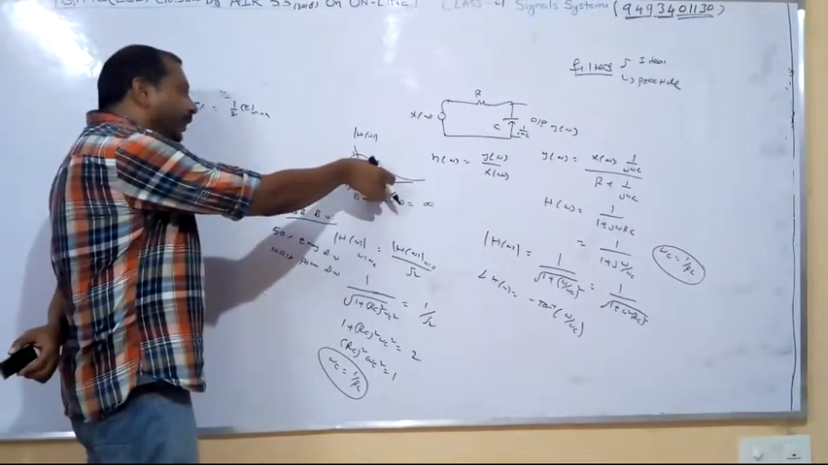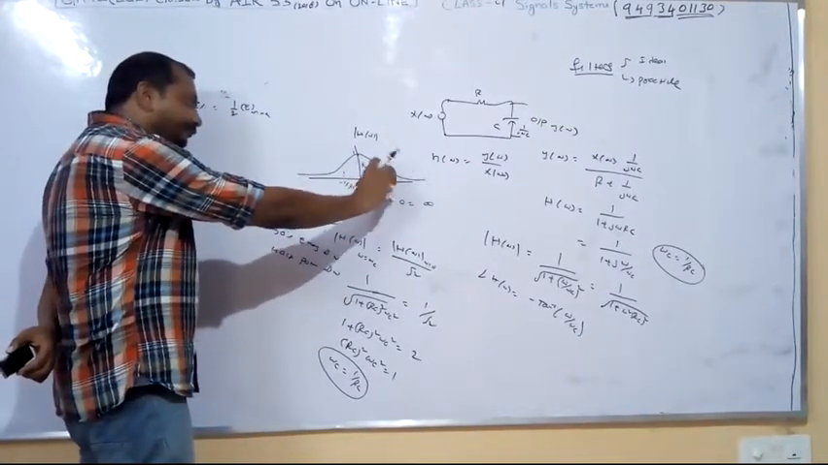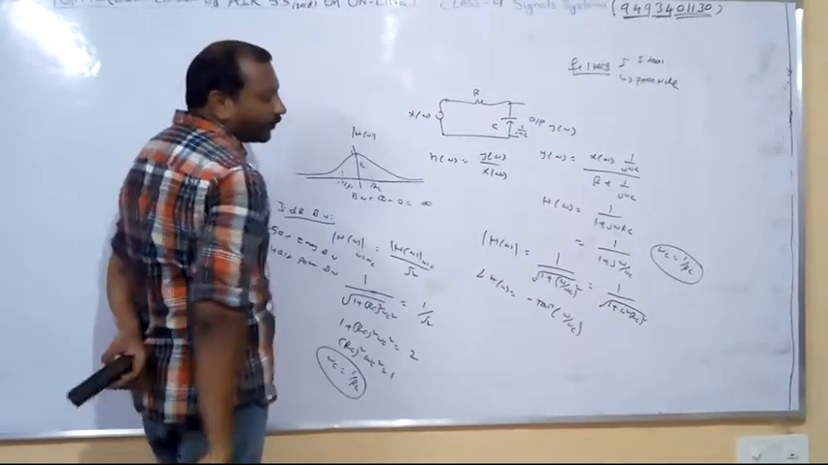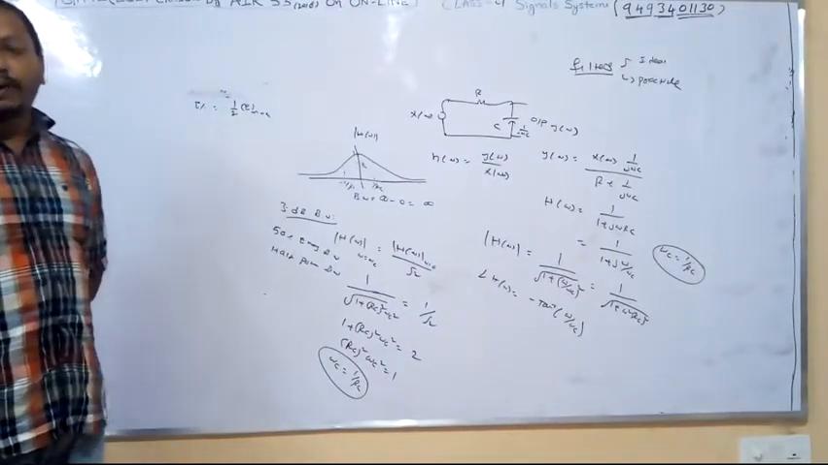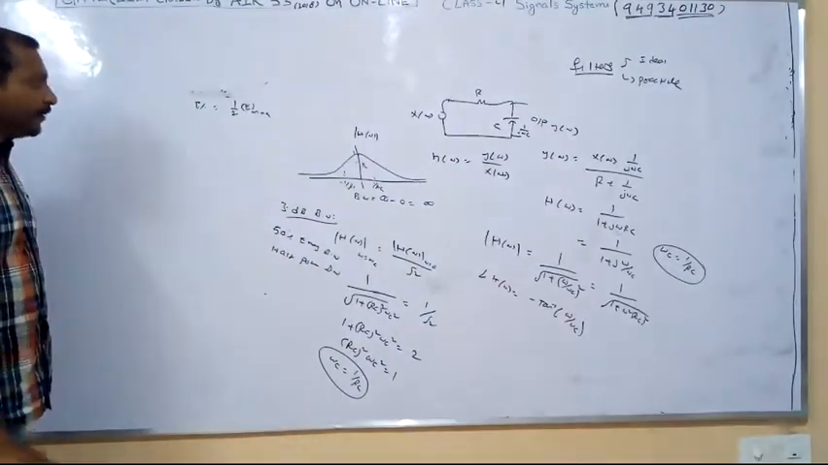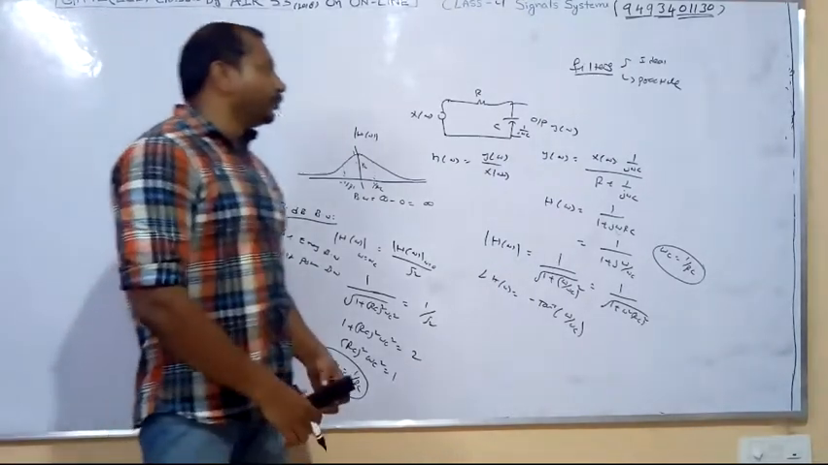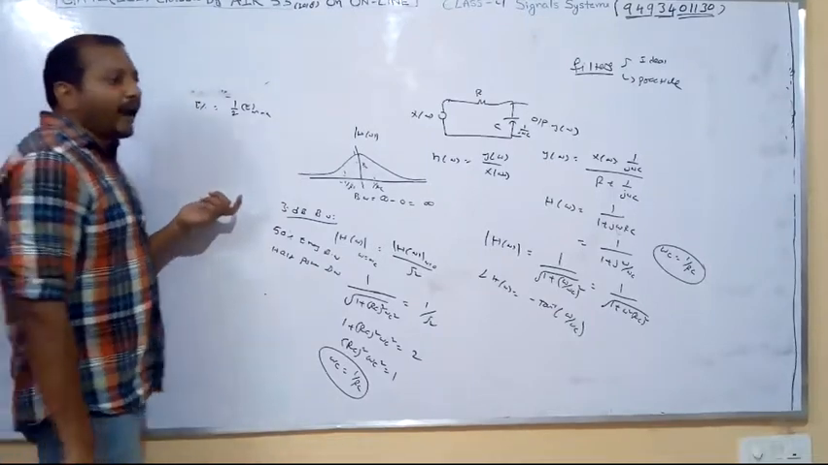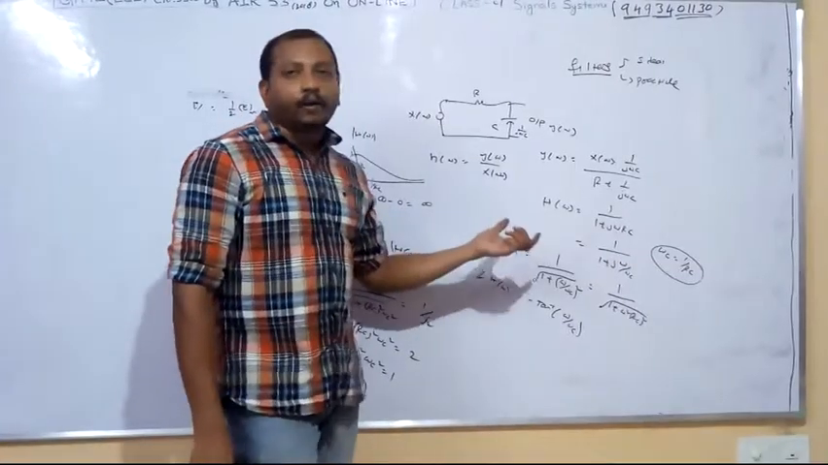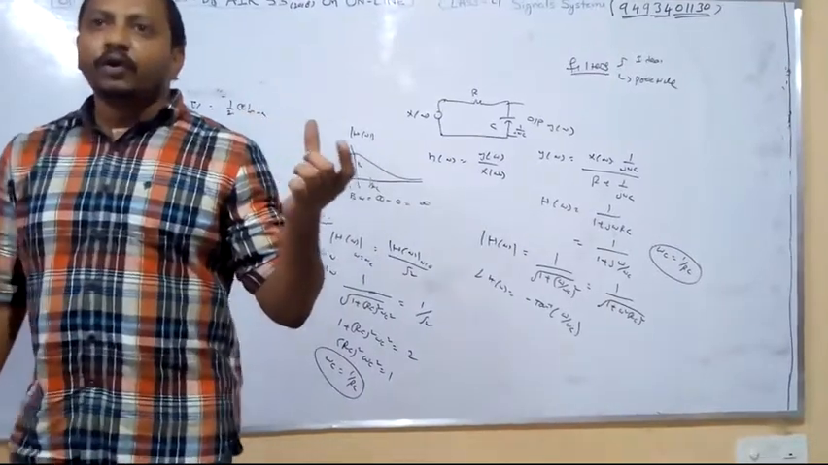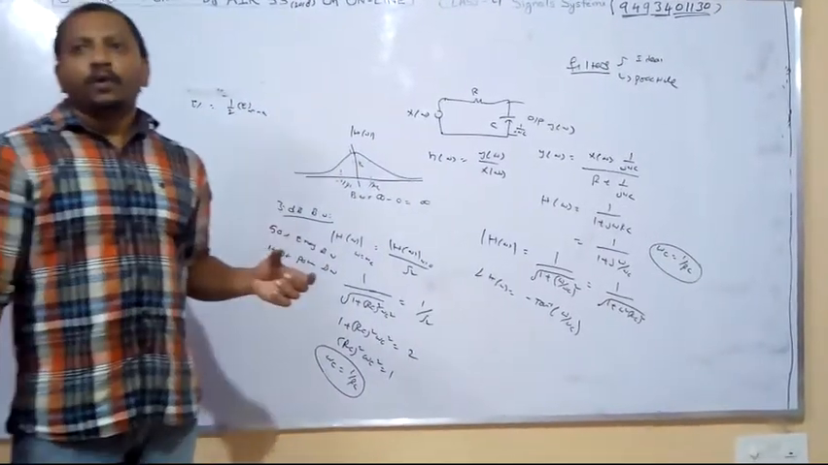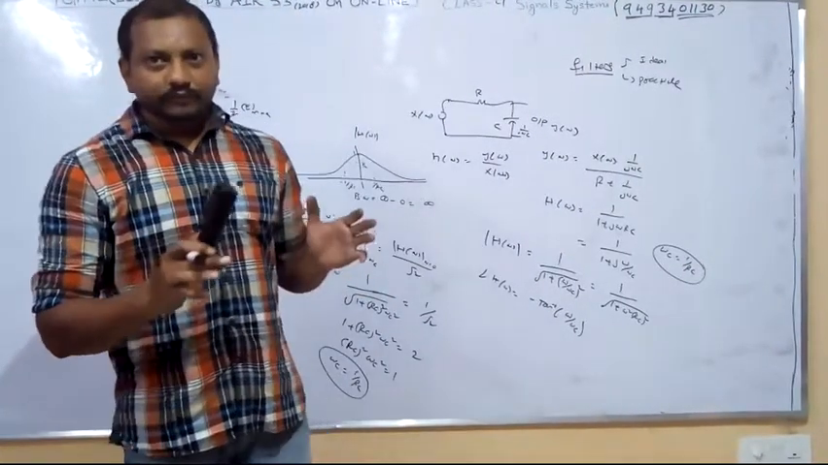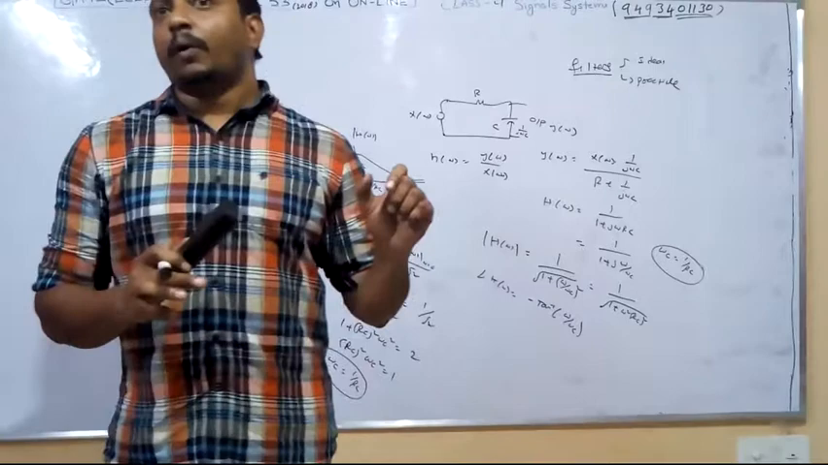Up to this 3 dB point, it acts as a pass band, and after that is the transition band, and after some point it almost reaches zero, and the corresponding region is called the stop band. So for a practical low pass filter: if in your question they say the input signal is passed through an ideal low pass filter, then you have to consider an ideal low pass filter with some cutoff frequency they will give you, so simply you have to consider a rectangular pulse with the range from minus omega c to omega c.